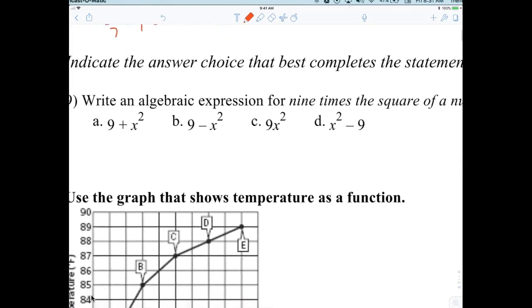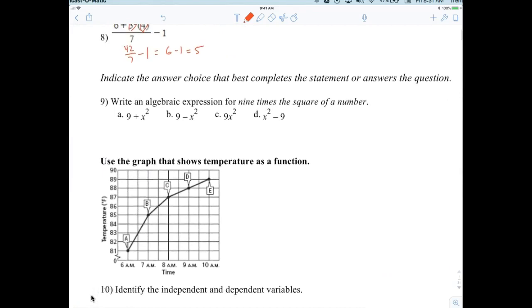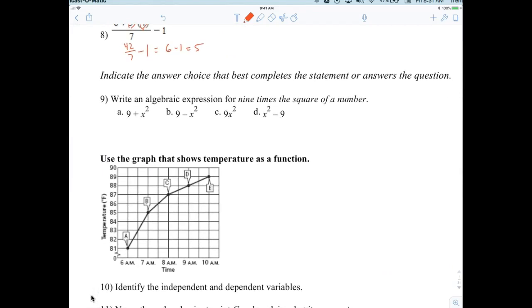Now, again, 9 times the square of a number. All right, 9 times the square of a number. Obviously, the answer is C.